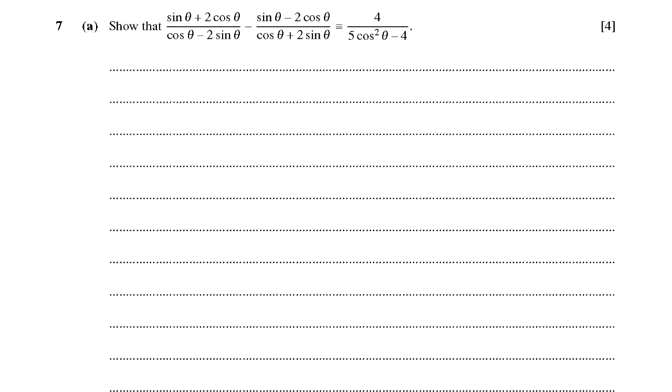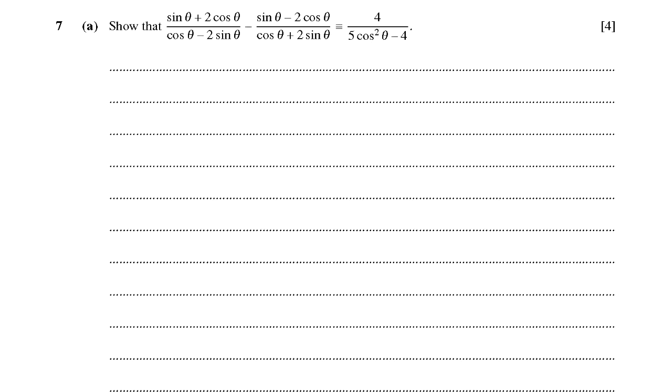Show that, okay, we've got a fraction with a lot of trig functions minus another fraction with a lot of trig functions is equivalent to a fraction with a trig function squared. Okay, so how do we do that? We take one side and we work with it until we get the other side. Which side should we take? Well, the more complicated side, the left side.